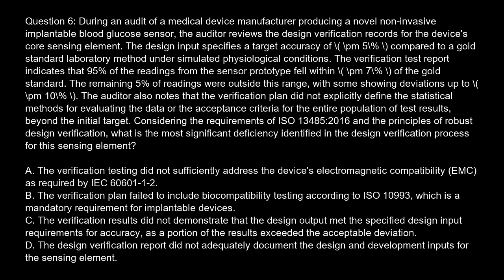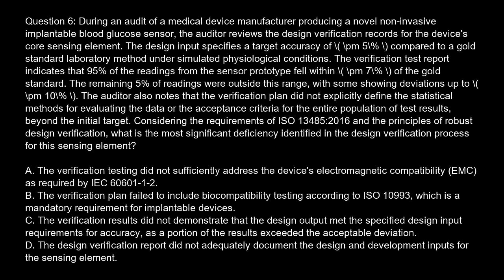The verification test report indicates that 95% of the readings from the sensor prototype fell within ± of the gold standard. The remaining 5% of readings were outside this range, with some showing deviations up to ±. The auditor also notes that the verification plan did not explicitly define the statistical methods for evaluating the data or the acceptance criteria for the entire population of test results beyond the initial target.